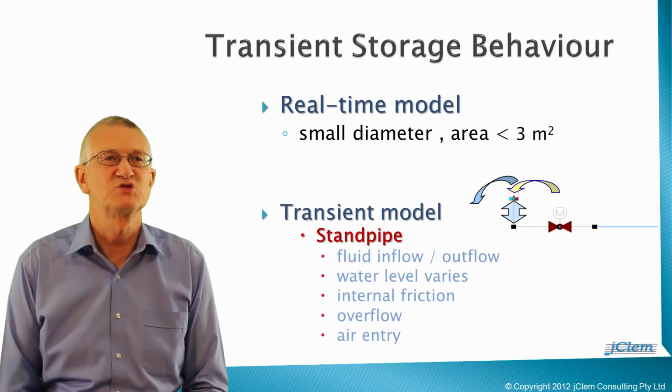A standpipe tracks the flow of fluid discharged into and out of the system, allows the fluid level to rise and fall in the standpipe. In addition, it allows for wall friction in the standpipe, plus the standpipe can overflow. A standpipe has the added function of allowing air to enter the pipe system if the standpipe empties.